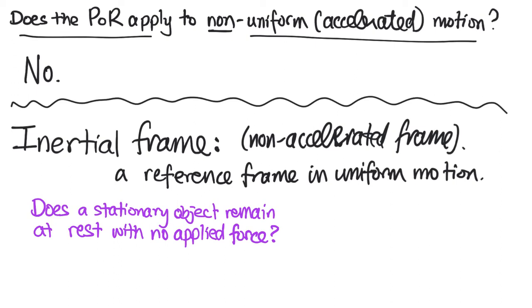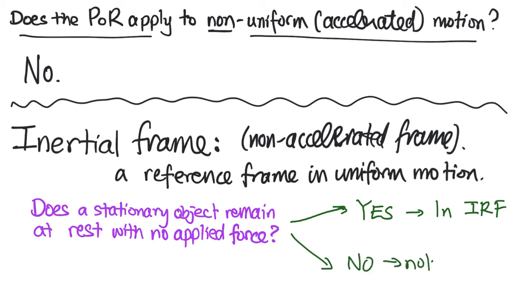Take an object, put it down at rest on a tabletop. So you have a stationary object. Does it stay at rest or does it begin moving? If that object stays at rest when there's no explicit applied force on it, so if the answer to this question is yes, then that means you're in an inertial reference frame, IRF. If the answer is no, then you are not in an inertial reference frame.